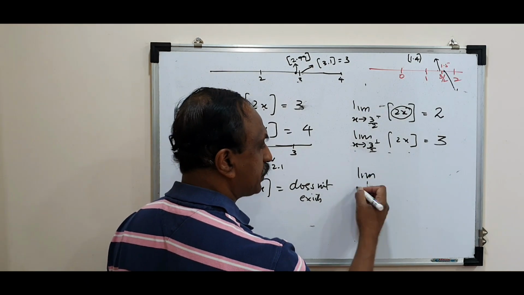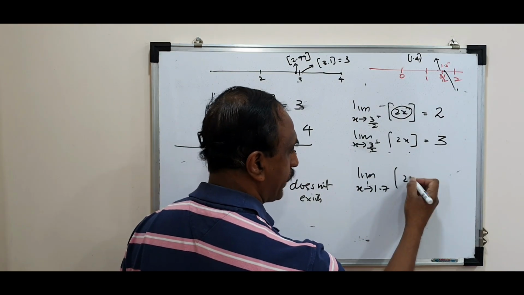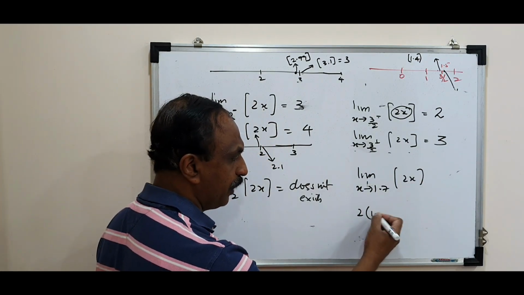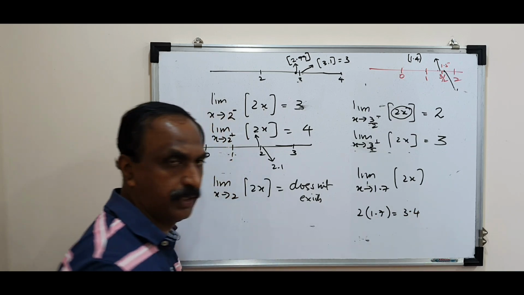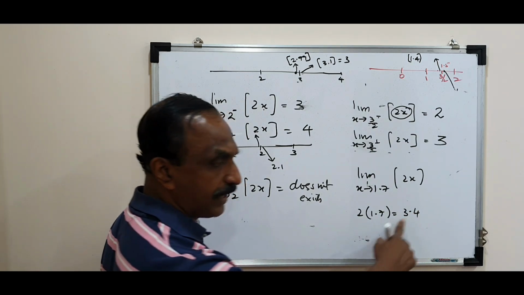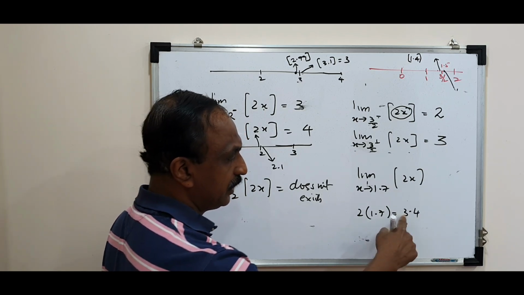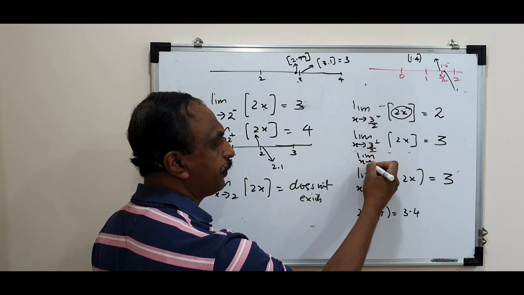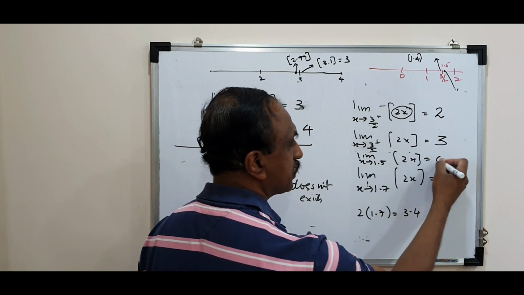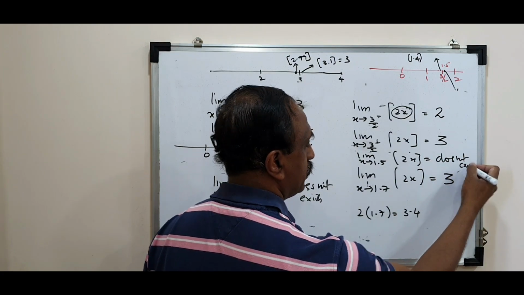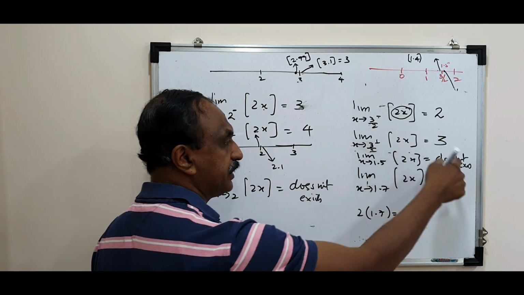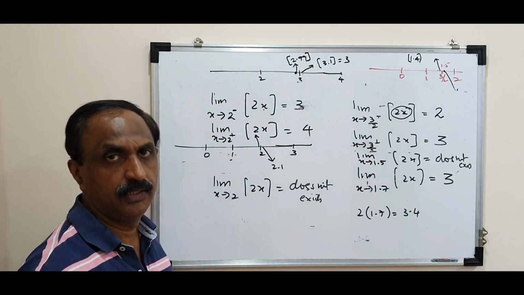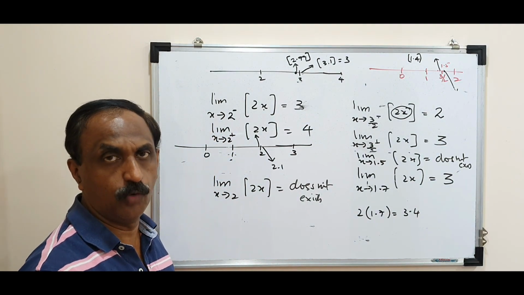For example, limit extending to 1.7, 2x. So when I put 1.7 here, I'm not getting an integer. I'm getting 2 into 1.7, that is 3.4. If I'm getting 3.4, it is a fraction, and the integer of that number will be the lower number, so 3. So here the limit will exist, but limit extending to 1.5, 2x does not exist. So if this number turns to be an integer, the limit will not exist. On substituting this number, if it turns to be a fraction, the limit will exist and it will be the lower integer of that number.